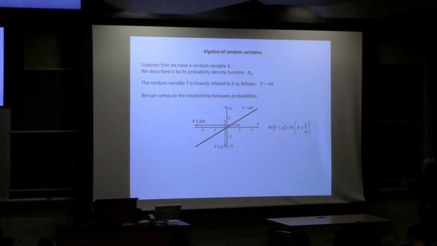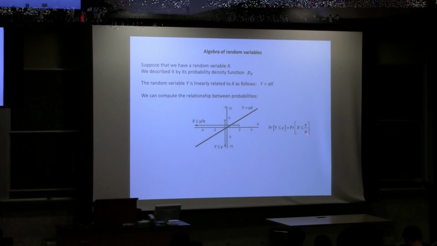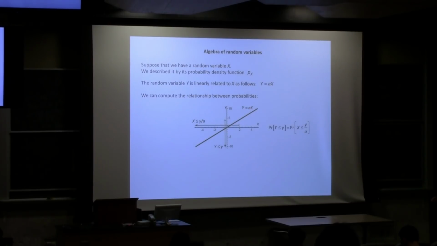So here's y. Say it's here. What's the probability of it being less than or equal to this number here, which is this range? Well, that's equal to the probability of x being less than this. So the probability of the random variable capital Y being less than some arbitrary y is the same as the probability of random variable x being less than y divided by a, because y is equal to ax. Let me stop for a second to see if you can look at that and see if that makes sense.